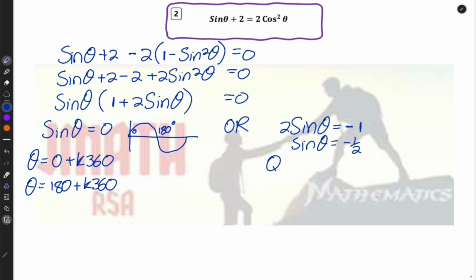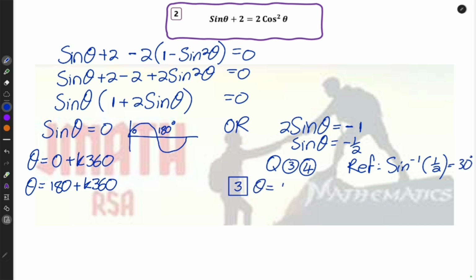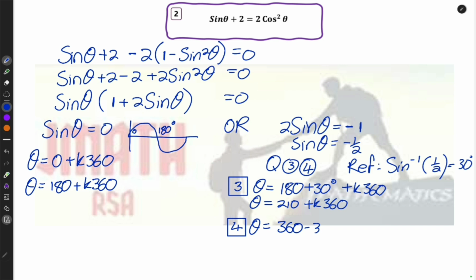And I can see the quadrants where sine is negative would be quadrant 3 and quadrant 4. My reference angle would just be shift sine of a half, and that would tell me it's 30 degrees. So in quadrant 3, I can say theta is equal to 180 plus 30 degrees plus k 360, and then it's just theta is equal to 210 plus k 360. In the fourth, it would then just be theta is equal to 360 minus 30 plus k 360, and the final answer would then be 330 plus k 360.